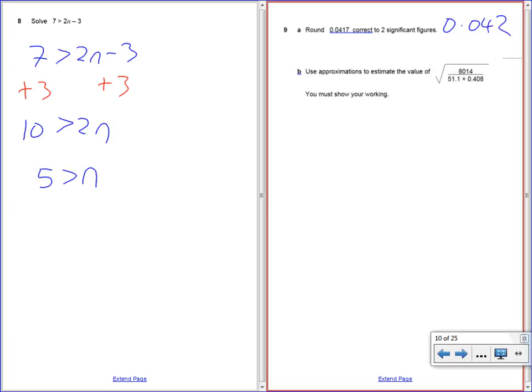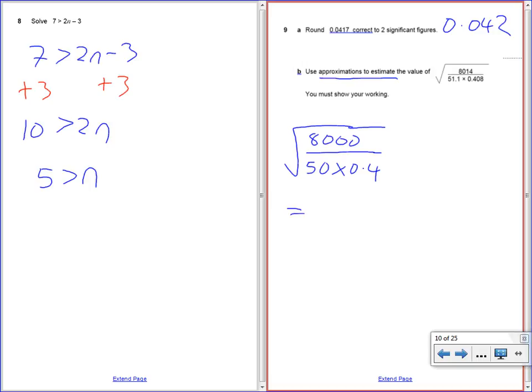And then B, you obviously had a calculator, but you were asked to use approximations to estimate. You couldn't just put the answer into your calculator. You're asked to estimate, and you can be penalised for being too accurate on estimation questions. So what you've got to do is round every single number in the question to one significant figure, and then work it out. So 8,014, round that to 8,000. 51.1, round that to 50. 0.408, lots of people round that to 0.5, but to one significant figure it's actually 0.4. So that's what we've got.